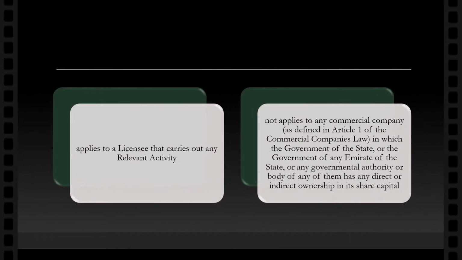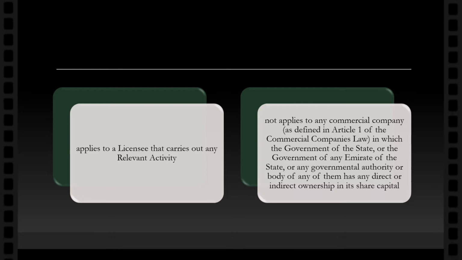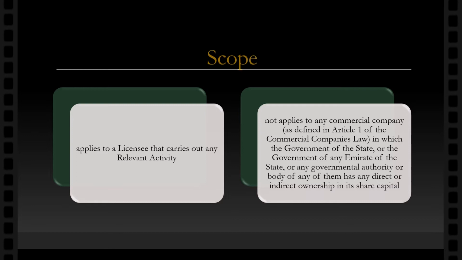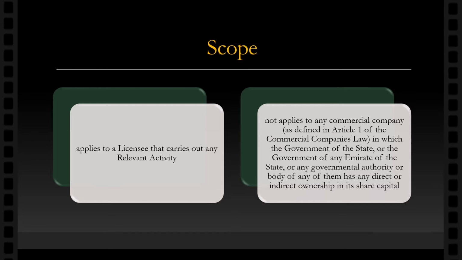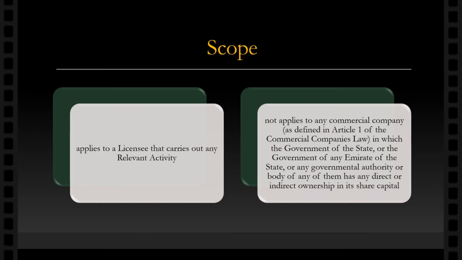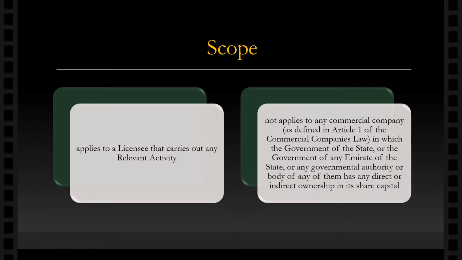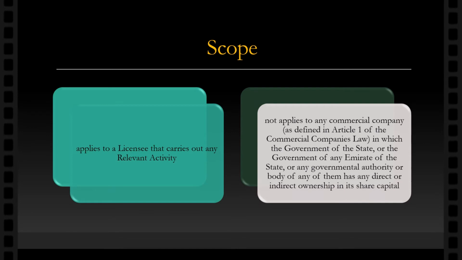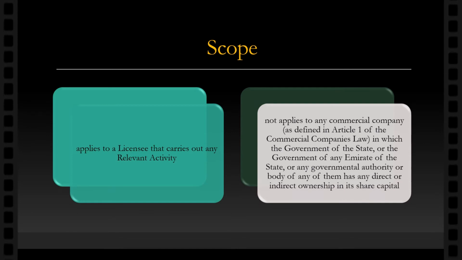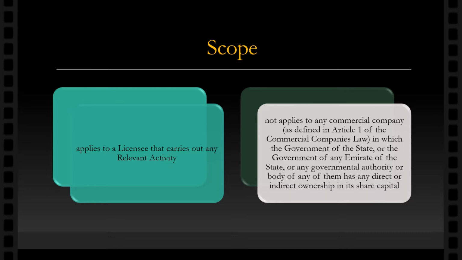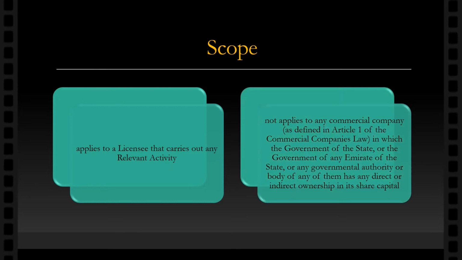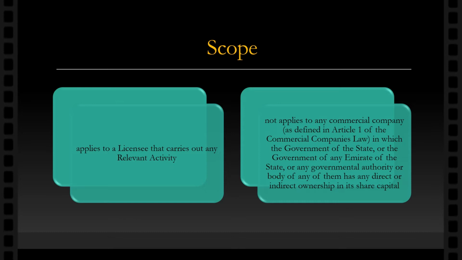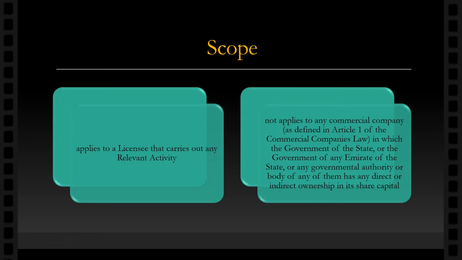So now let's see the scope. It applies to a licensee that carries out any relevant activity. Licensee means the company which is established in UAE. There are 9 relevant activities as per the regulations and I'll be explaining them in this video. And a company that is directly or indirectly owned 51% or more by the UAE government is considered exempt for the purpose of ESR.